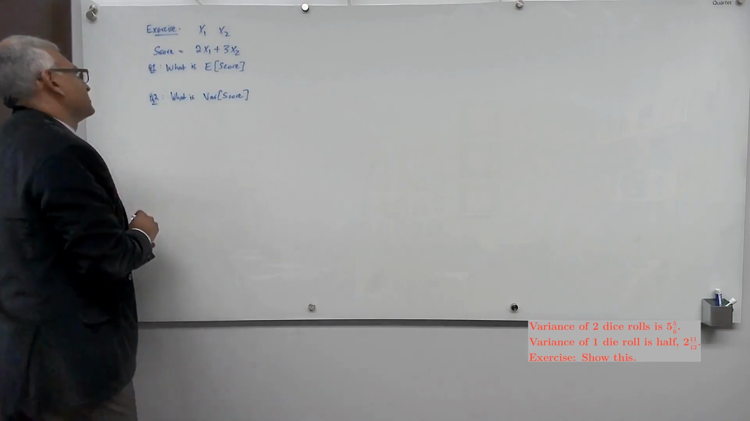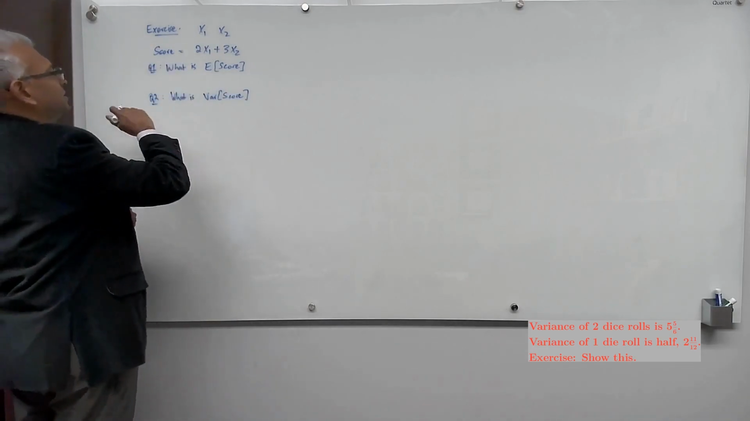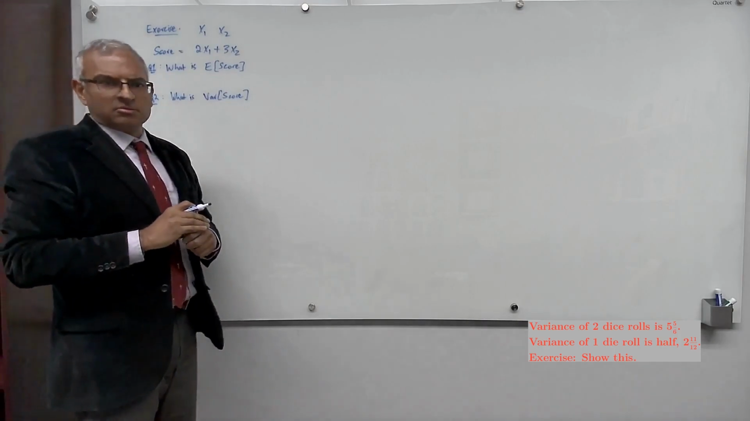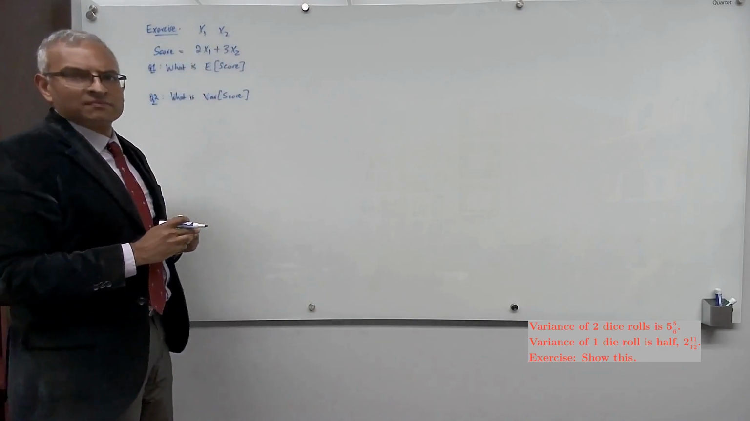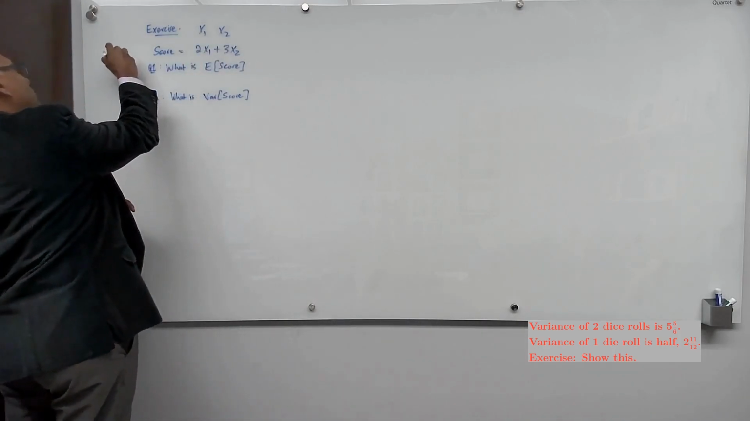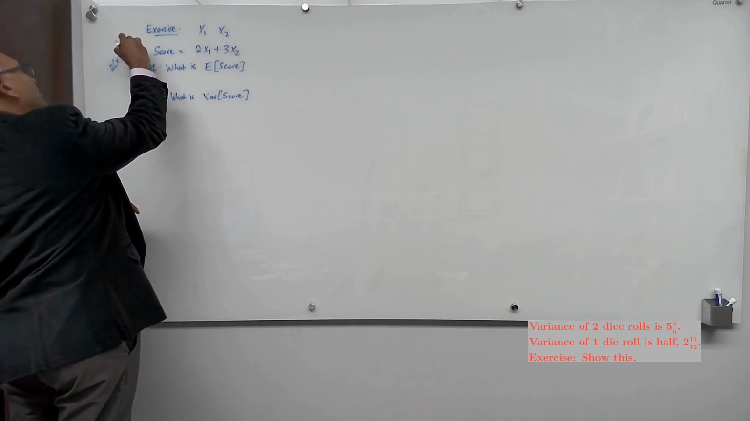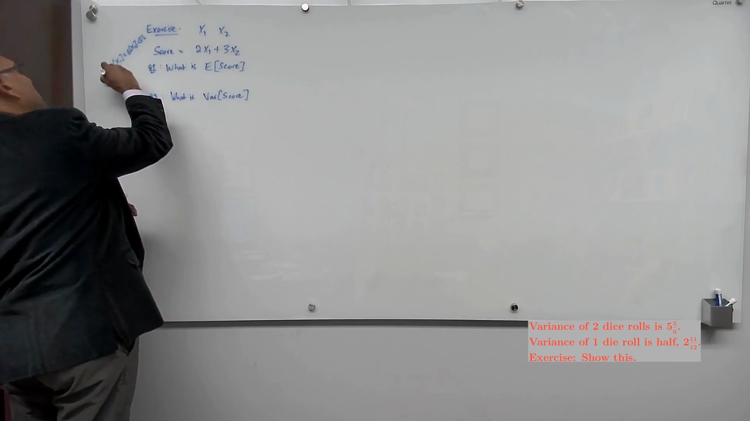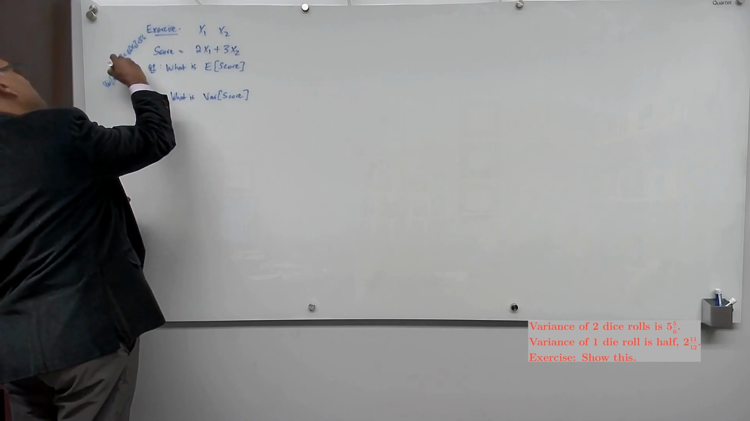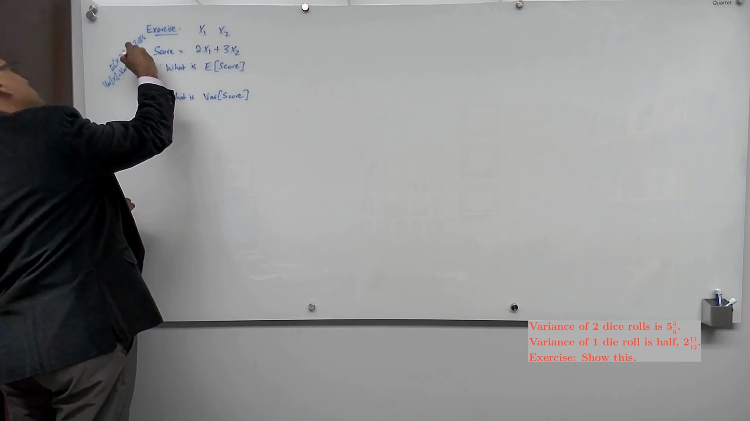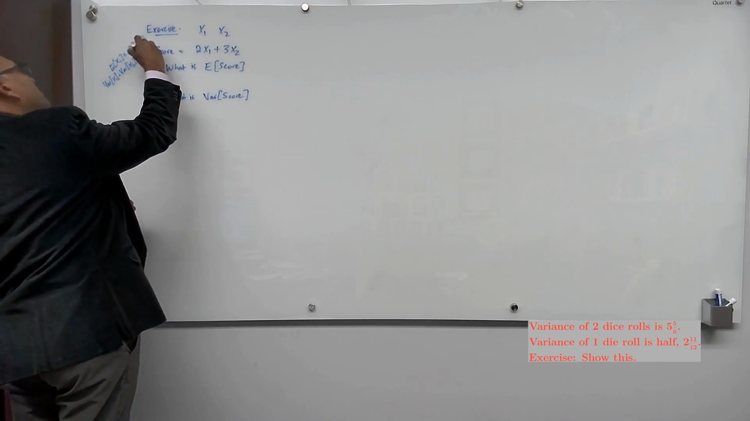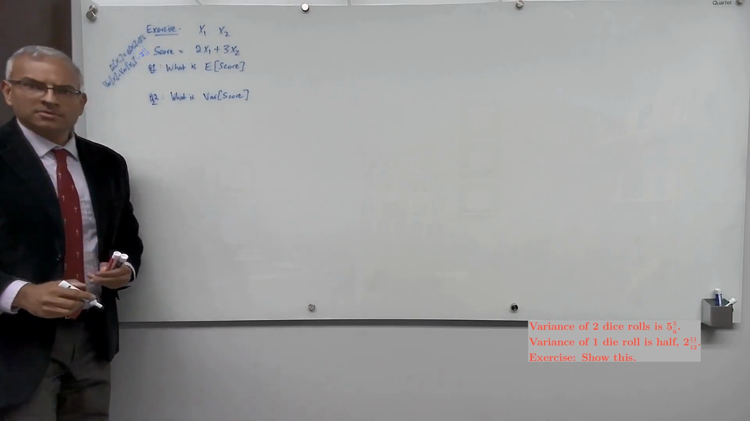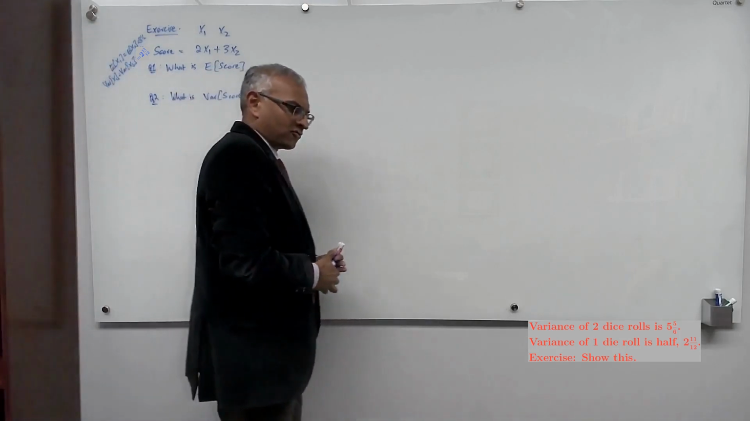Okay. And I will give you 2 hints. The expected value of one of these dice is 3.5. So the expected value of x1 is equal to the expected value of x2, which is equal to 3.5. And the variance of x1 is equal to the variance of x2, which is equal to 5 5/6. Okay. So let's see if you can do this. Pause the video, 1, 2, 3, 4, 5 seconds.